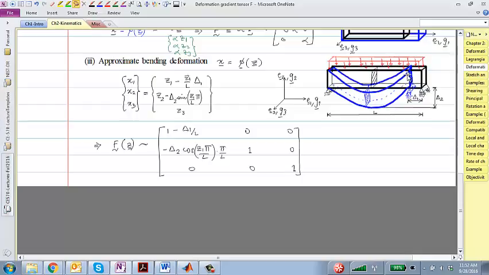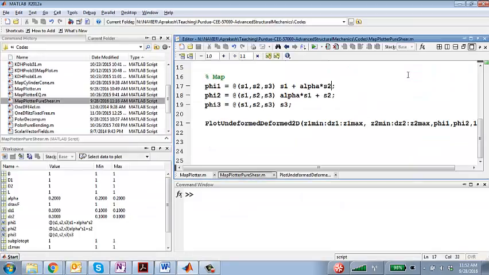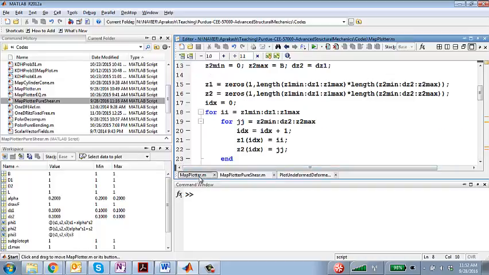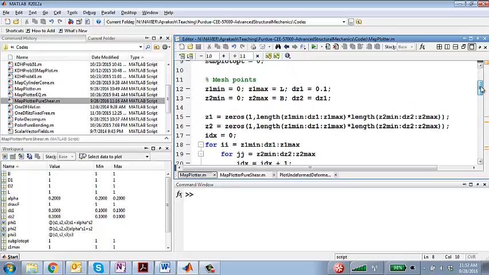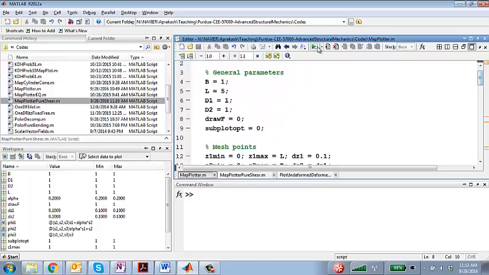I already wrote a MATLAB code to do that. So let's see how to visualize these things. And I'll post this MATLAB code on Blackboard so you can play with it. So here is, get my cursor back again. Yeah. I won't go through the code. I'll let you do that and try to understand how it works. But let's just run this code.